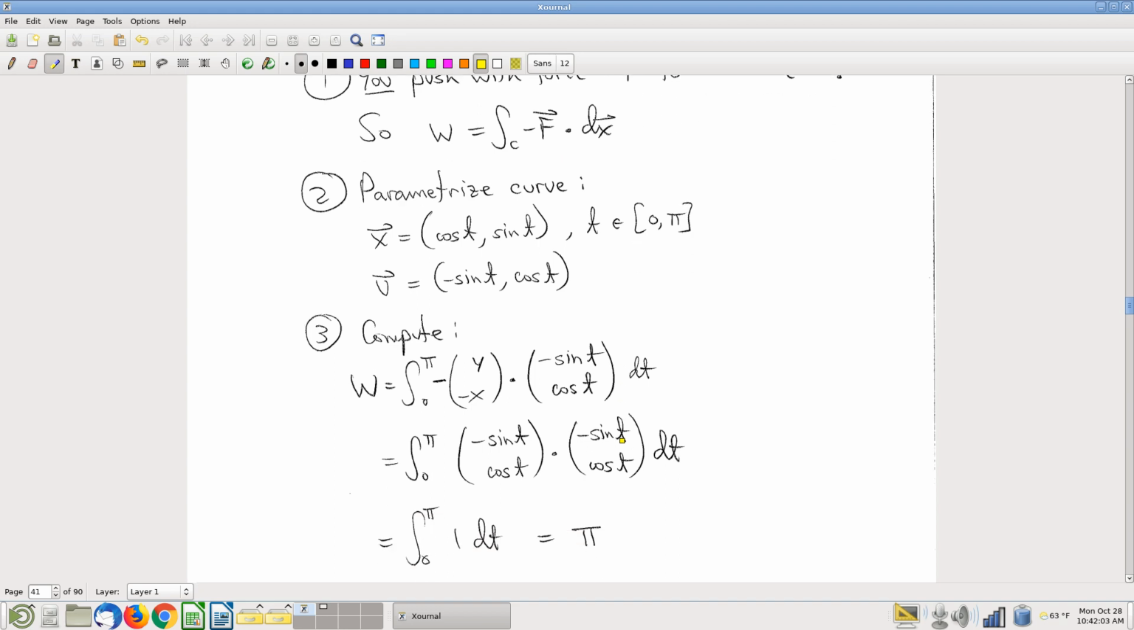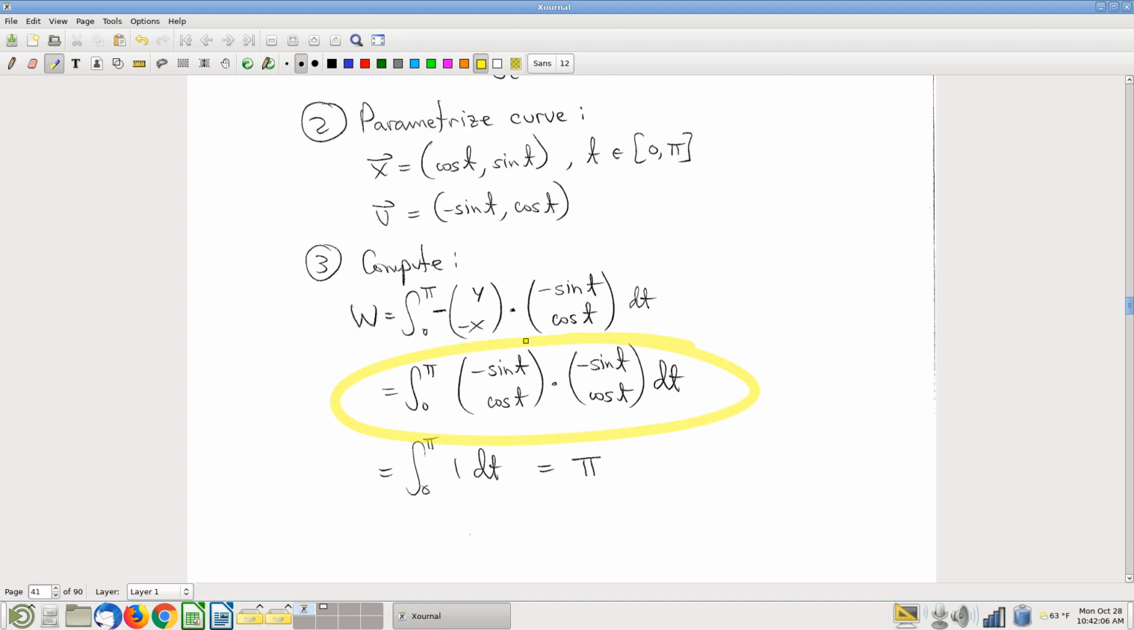And notice we've got an integral. Everything in here is in terms of t. Furthermore, we got lucky with this one, and it happens that the integrand simplifies dramatically. That integrand is just 1, and so it's an easy integral, and bam, done.